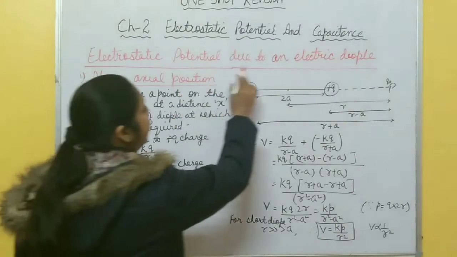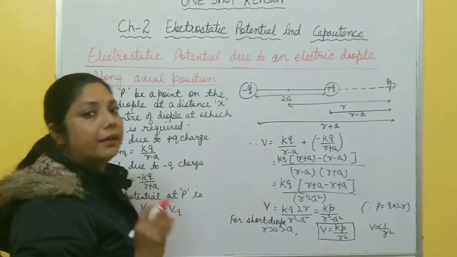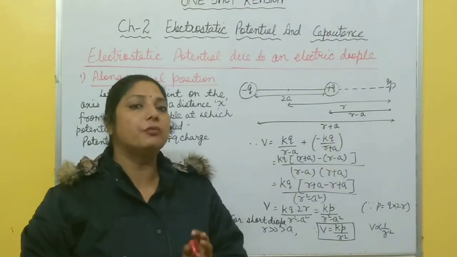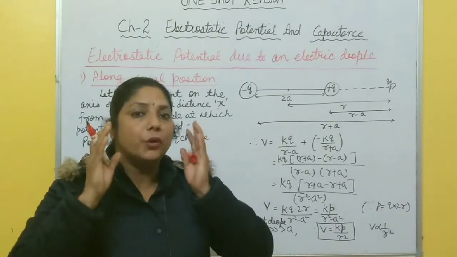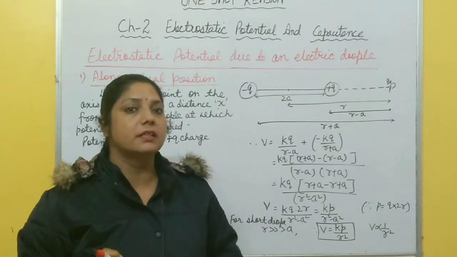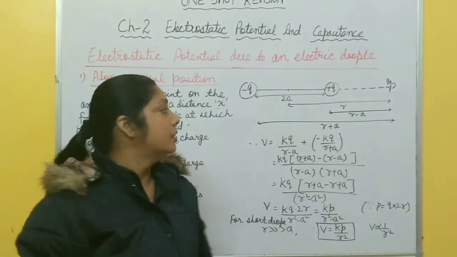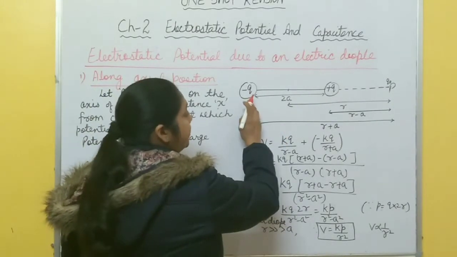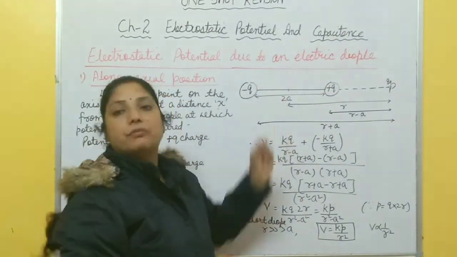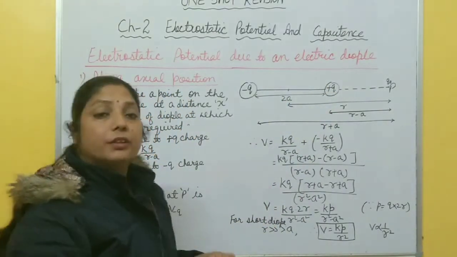Next, electrostatic potential due to an electric dipole. You know what an electric dipole is? A system of a pair of two equal and opposite charges separated by some distance forms a dipole. So here a pair of two charges, minus q and plus q, separated by a distance 2a, forms a dipole. Now there are two cases.